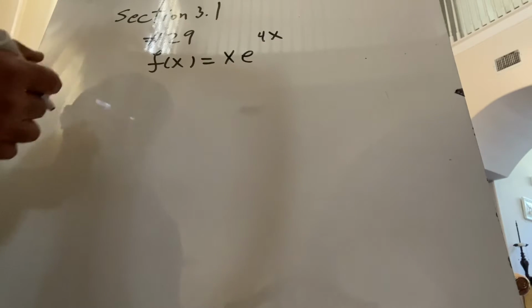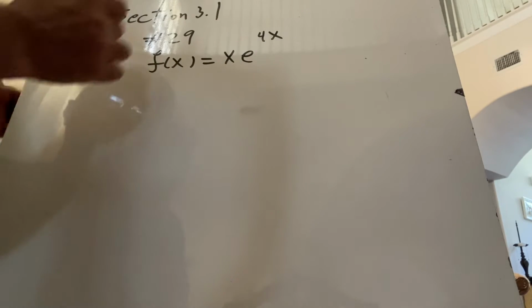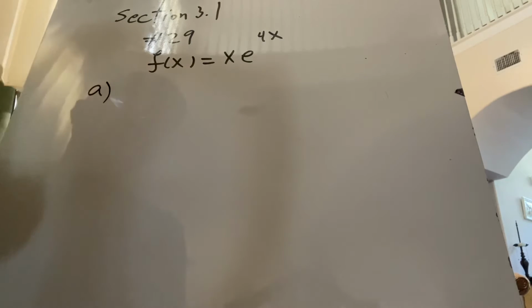So we have our function f of x equals x times e to the 4x. As I'm sure you know, the question asks us to do a couple of things. Number one, they want the critical values, if there are any, and then also any local extreme values, which is local max or local min.